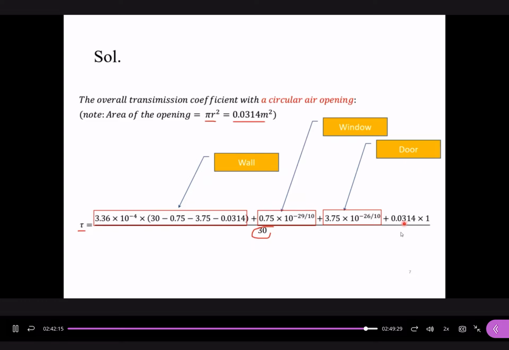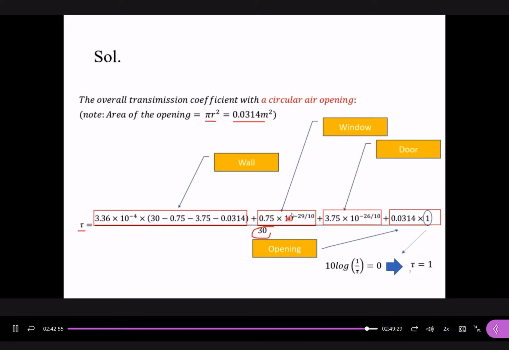For the third part, this is for the door. We still need to cater for the air opening. For the air opening, the area is equal to 0.0314. How about the corresponding coefficients? Why is it equal to 1? Because the transmission loss in the opening is equal to 0 dB, okay, no loss. All sound fields can pass through this opening, correct? So that's why the corresponding value is equal to 1.